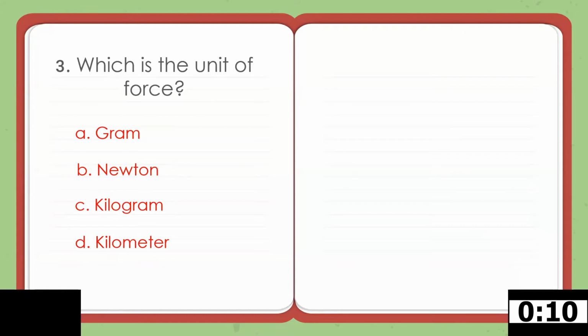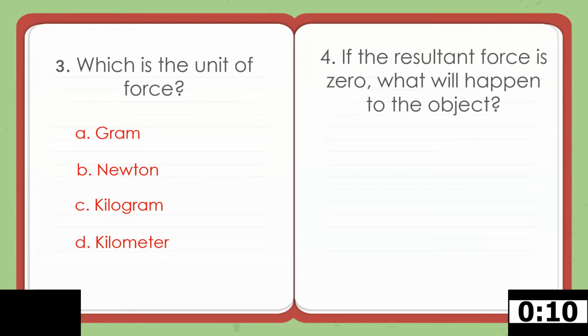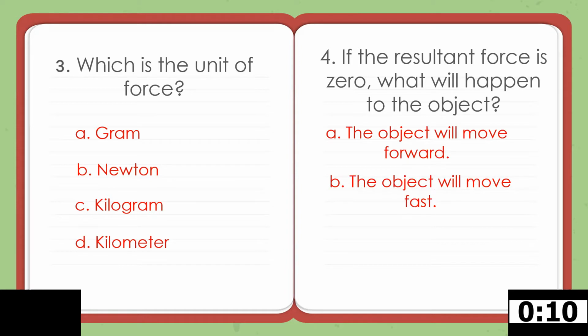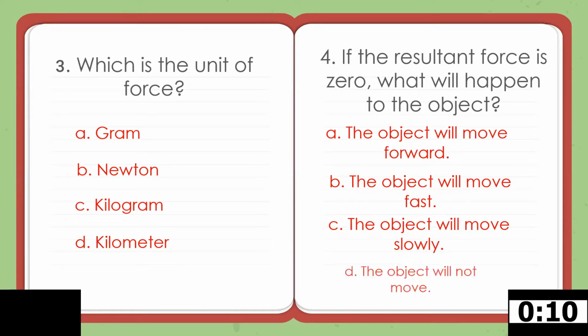Time's up. Number 4, if the resultant force is 0, what will happen to the object? A, the object will move forward. B, the object will move fast. C, the object will move slowly. Or D, the object will not move. You have 10 seconds to circle your answer.